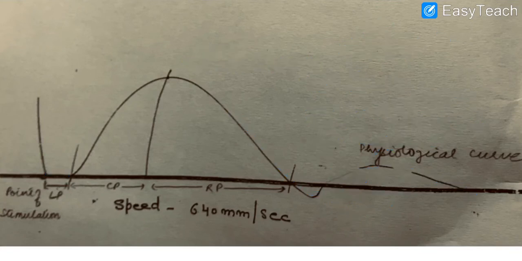Now at this point the contraction is starting, and at the maximum point, if we draw the line from here, it will cut the baseline over here. So this period is called the contraction period, and when this curve comes down and crosses the baseline over here, this interval is called the relaxation period. So, contraction period, relaxation period.